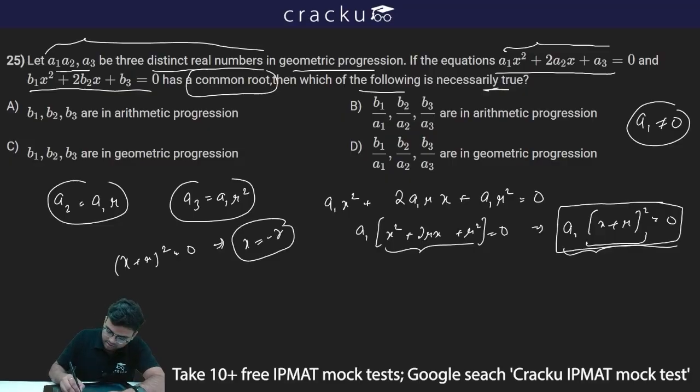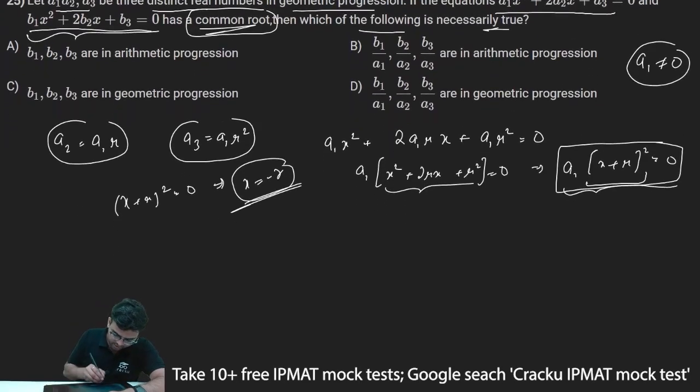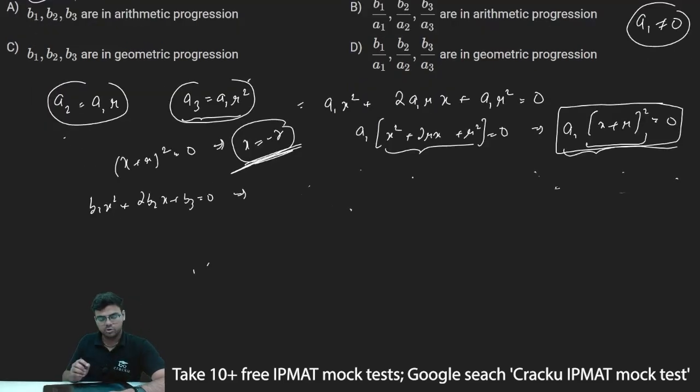So thus I can say for this equation and for this equation, it is given that it has a common root. The common root will be x is equal to minus r only. So if I use my second equation, which says b1x square plus 2b2x plus b3 is equal to 0, substitute the value of x is equal to minus r into this equation and I'll get b1 into r square plus 2b2 into minus r plus b3 is equal to 0.